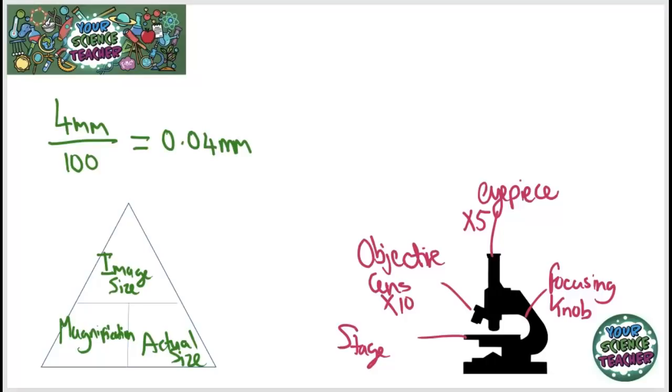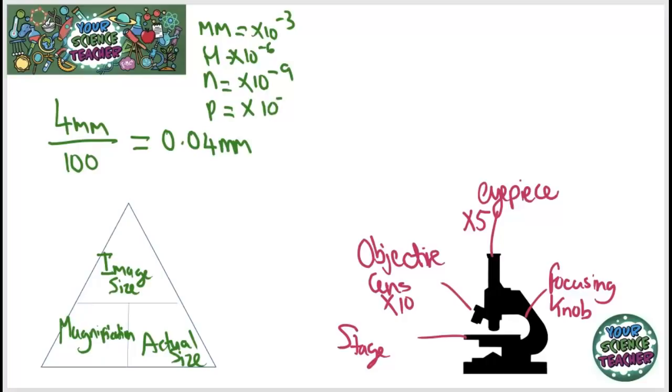And because you are using incredibly small numbers in this topic, it's also important to remember your prefixes. You have milli, which is times 10 to the minus 3. You have micro, which is times 10 to the minus 6. You also have nano, which is times 10 to the minus 9. And if it gets small enough, you might even get picometers, which is times 10 to the minus 12.